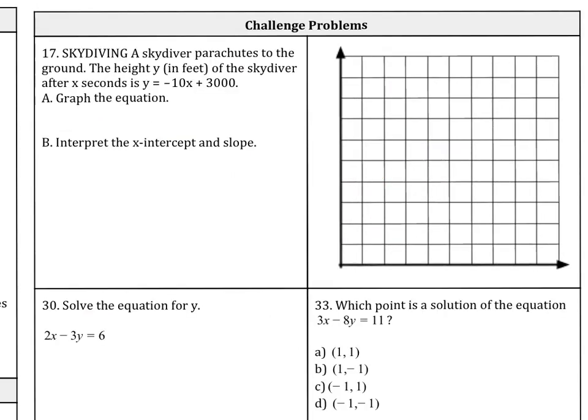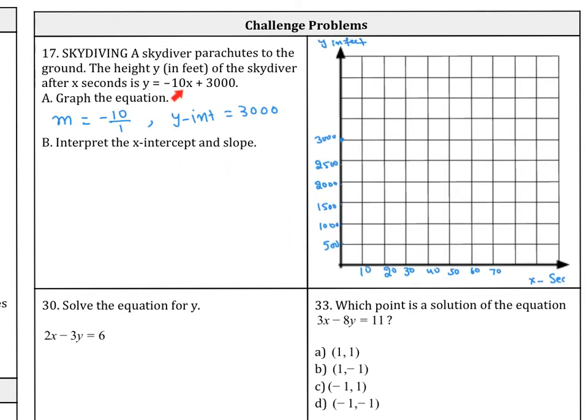Now let's do number 17. A skydiver parachutes to the ground. The height y of the skydiver after x seconds is given by y equals negative 10x plus 3000. Graph the equation and interpret the x-intercept and slope.